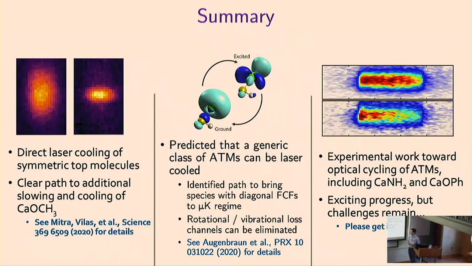OK, so just to summarize briefly, what I tried to tell you about was our approach to decreasing the symmetry of molecules that can be laser cooled, starting by direct laser cooling of the symmetric top molecule CaOCH3, which I think has a really promising path forward. And then branching into some work on asymmetric top molecules, where we identified a large class with diagonal Franck-Condon factors. And then our initial work to implement optical cycling of 2 particular molecules, CaNH2 and calcium phenoxide, where I think there's very exciting progress to be made, but challenges that we're trying to solve right now.